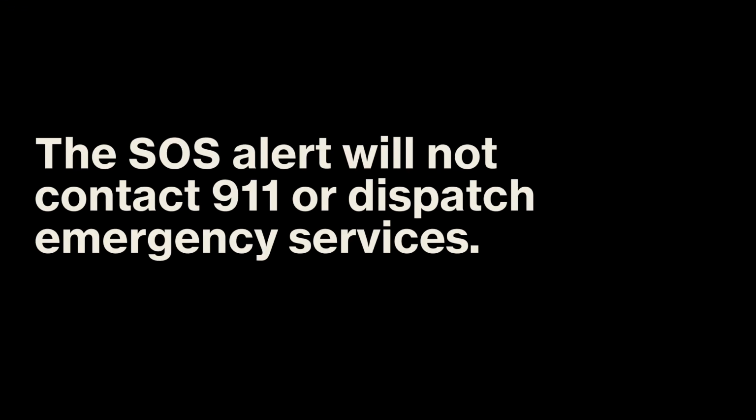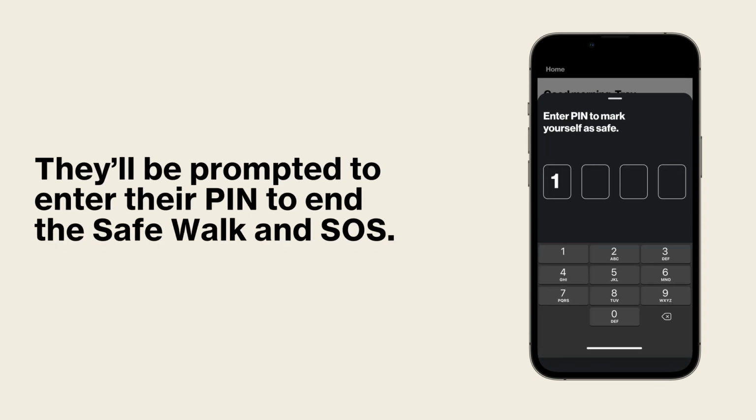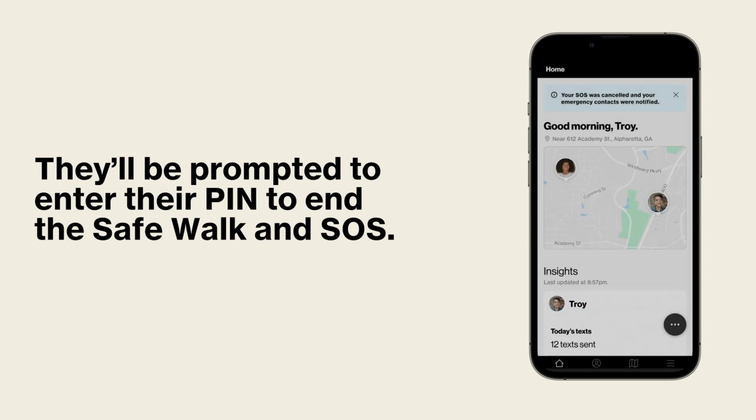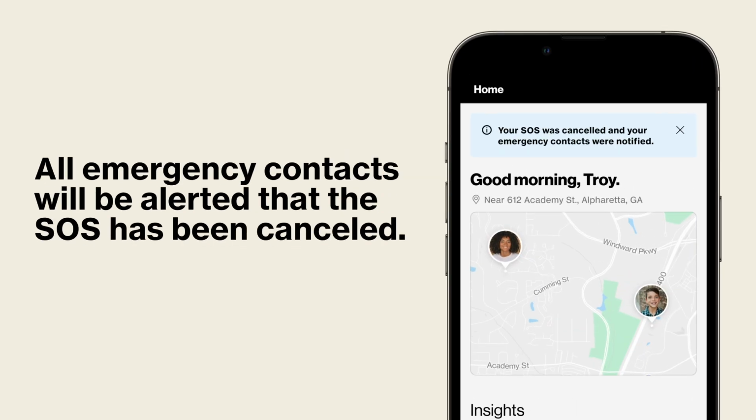The SOS alert will not contact 911 or dispatch emergency services. In the event of a critical emergency, dial 911. If your kid realizes it was a false alarm and everything is okay, they can tap Mark as Safe. They'll be prompted to enter their PIN to end the SafeWalk and SOS. All emergency contacts will be alerted that the SOS has been canceled. It's that easy.